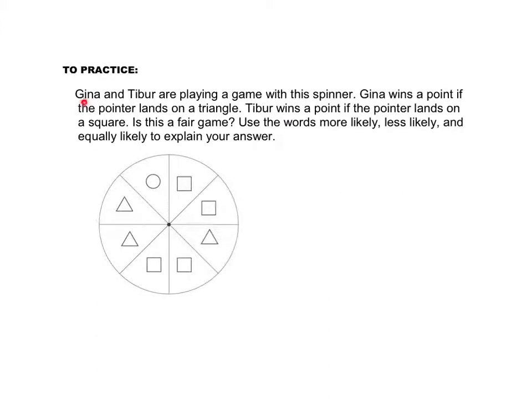Now, to practice, we have Gina and Tibur who are playing a game with this spinner. You can see that here. Gina wins a point if the spinner lands on a triangle. So Gina, triangle. Tibur wins a point if the pointer lands on a square. All right. Is this a fair game? Use the words more likely, less likely, and equally likely to explain your answer. Press pause and discuss that with your elbow partners right now. What is more likely? What is less likely? What is equally likely? And then as a result, is it fair or is it not? Press pause and do that now.